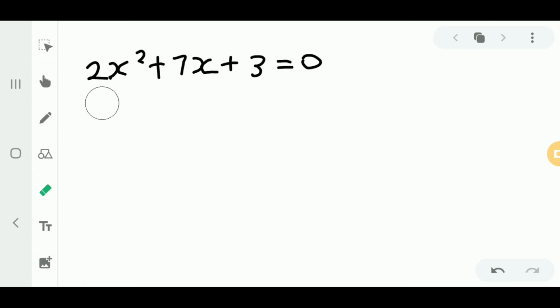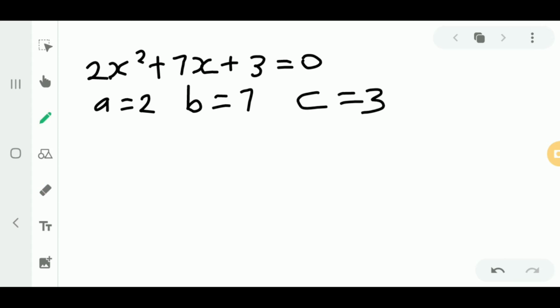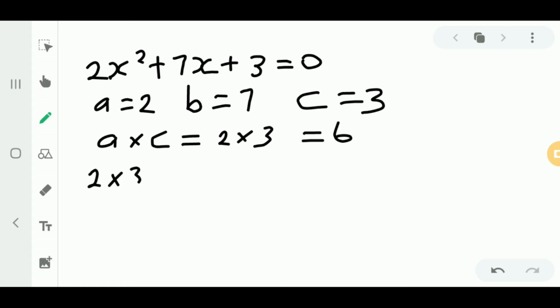So we have this question here. We know that a is equal to 2 because it is beside x squared. B is equal to 7 and c is equal to 3. Now we say a times c, and you get 2 times 3, which is 6. Then we think of what factors we can multiply to get 6. So you have 2 times 3, minus 2 times minus 3, 6 times 1, and minus 1 times minus 6. Because remember, negative times a negative gives you a positive.